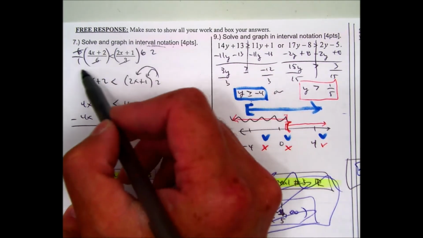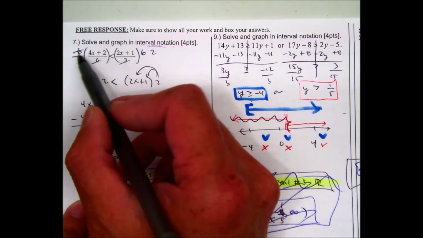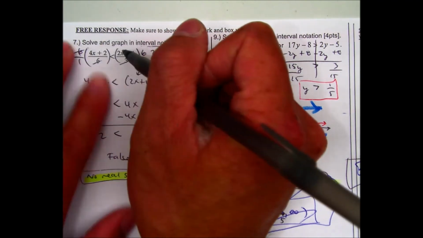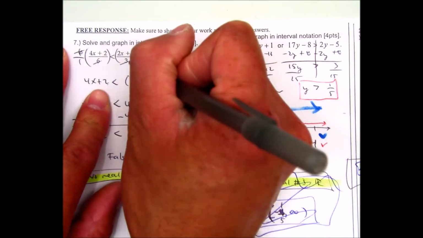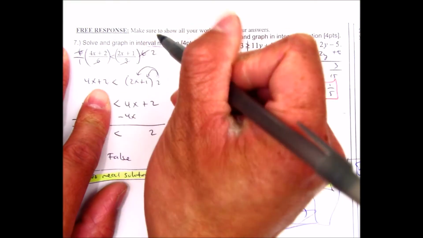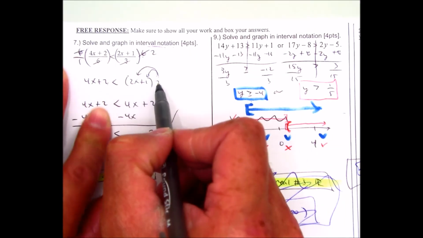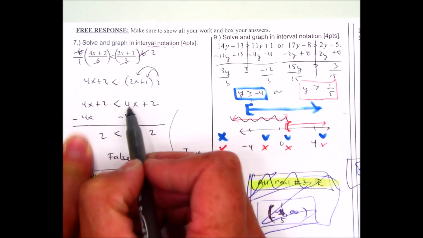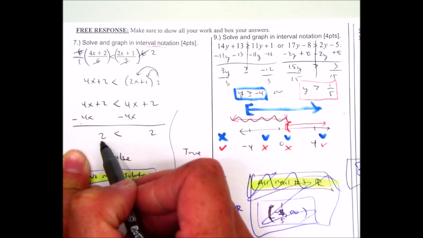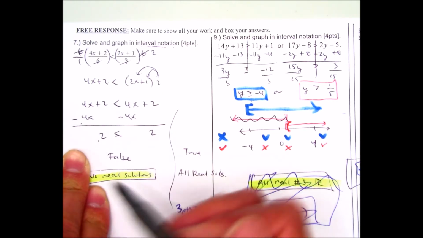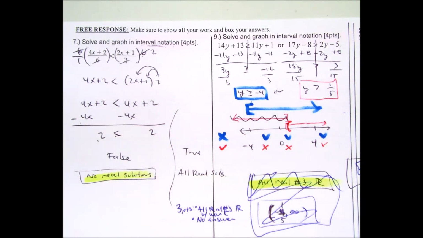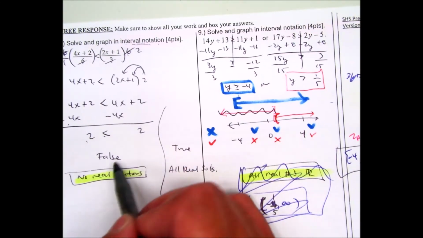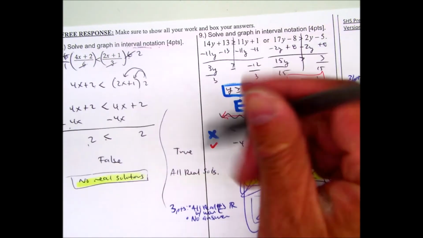Notice I have a fraction here, so I'm going to eliminate the fraction by multiplying both sides by 6. If I do that, and these cancel, you're just left with 4x plus 2. On this side, 3 goes into 6 2 times. So then I just have to distribute the 2, 4x plus 2. And if I subtract it, I get something like 2 is less than 2. This is false. 2 is never smaller than 2, therefore there are no real solutions.